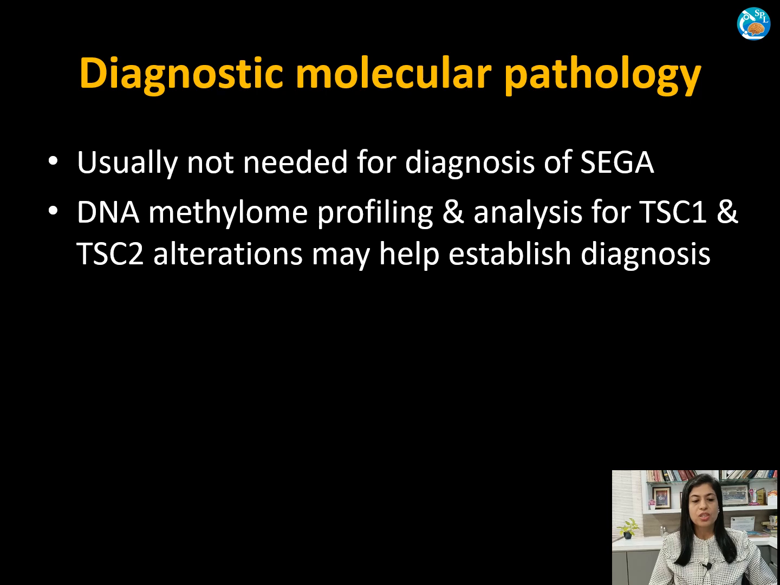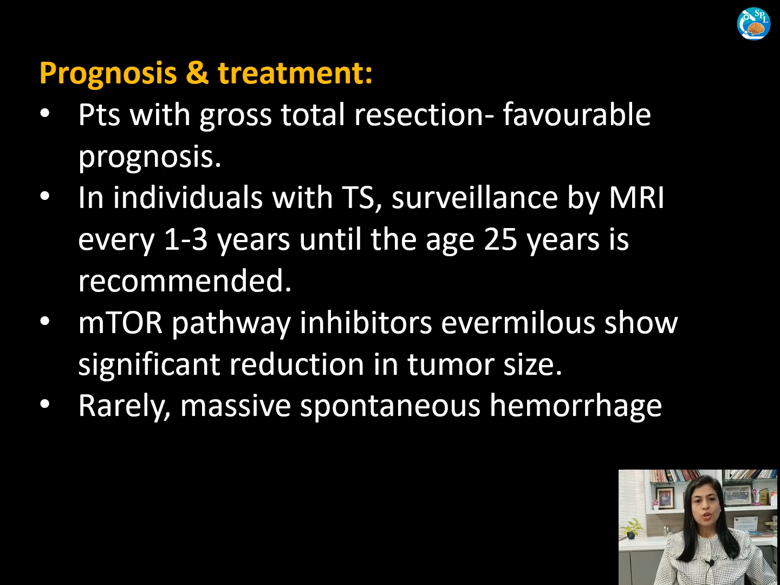Diagnostic molecular pathology is usually not needed for diagnosis of SEGA. DNA methylation profiling and analysis of TSC1 and TSC2 alterations may help establish diagnosis. SEGA is a solitary, slow-growing benign tumor. Patients with gross total resection have a favorable prognosis. In individuals with tuberous sclerosis, surveillance by MRI every 1 to 3 years until the age of 25 years is recommended. mTOR inhibitors such as Everolimus show significant reduction in tumor size, and rarely there may be massive spontaneous hemorrhage.